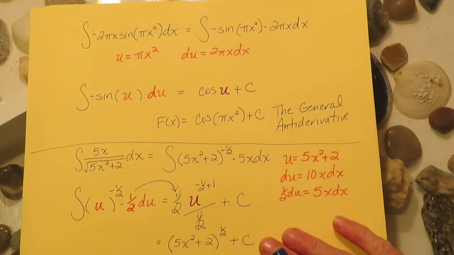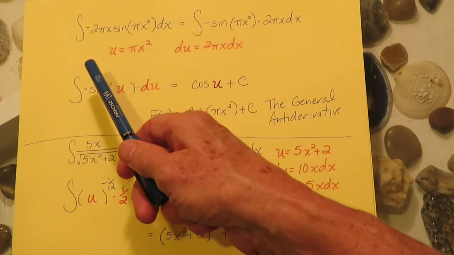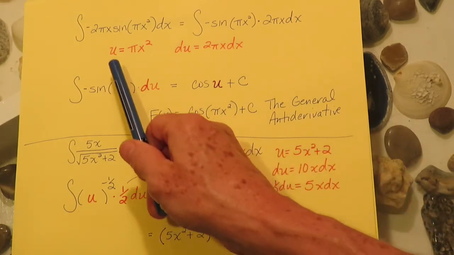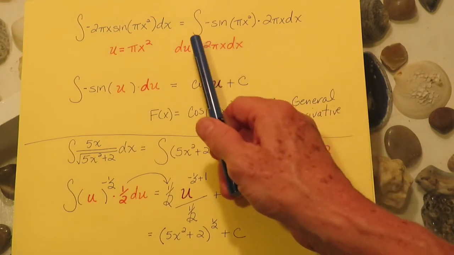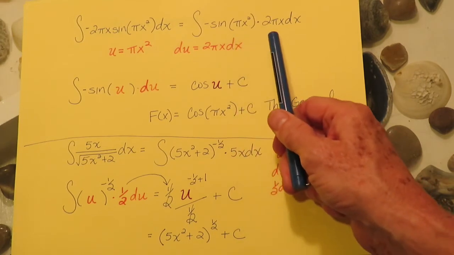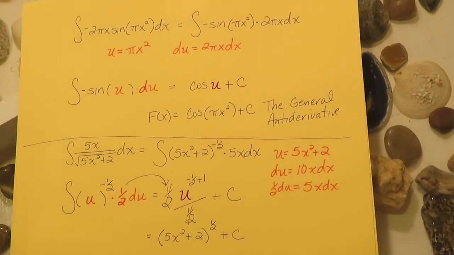So let's look at the two examples that we were just talking about, okay? I'm going to do the second example first. So we have the integral, or the antiderivative of negative 2 pi x sine of pi x squared dx. All of that notation means for us to find the general antiderivative. Notice I am going to rewrite it so that it's rewritten as negative 1 times sine of pi x squared, and then I am multiplying by the 2 pi x dx off on the right. I'm just organizing it so that things fit a little bit better.